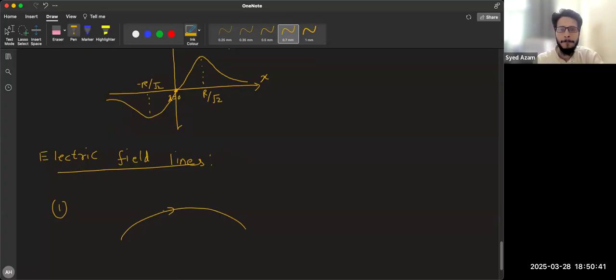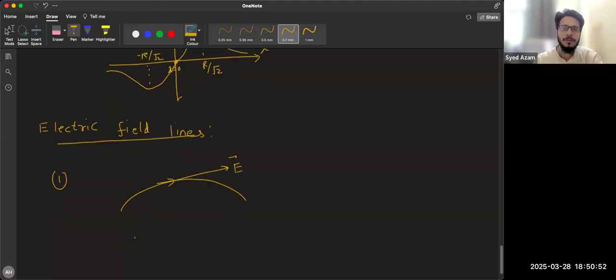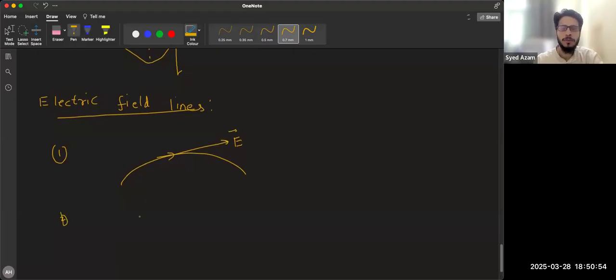It starts from positive to negative. No, no. If you have a field line, then the direction of field is tangential to the field line, right? Tangent. Yes. And yes, it starts from a positive charge and it terminates at a negative charge.